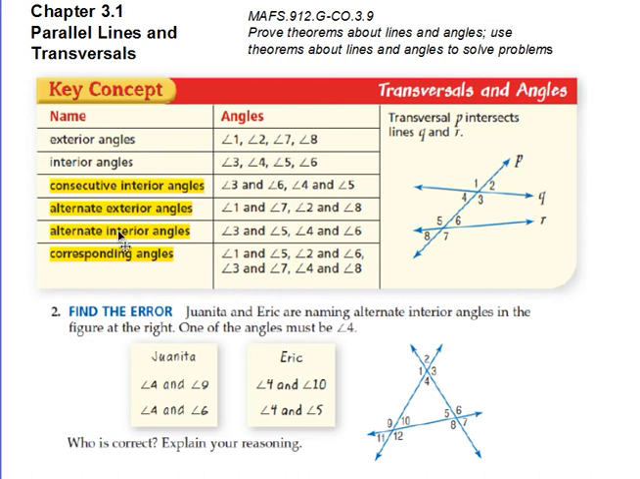Alternate interior, alternate again: one's left, one's right. And you've got to make sure they're inside. So we've got 4 and 6, 3 and 5.